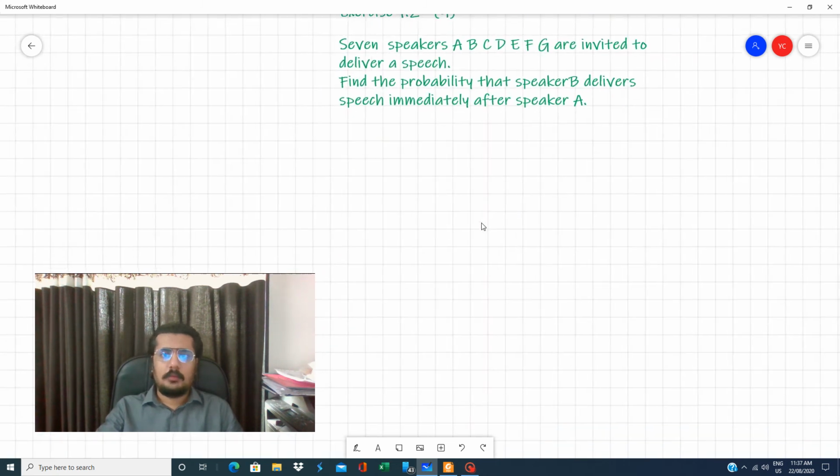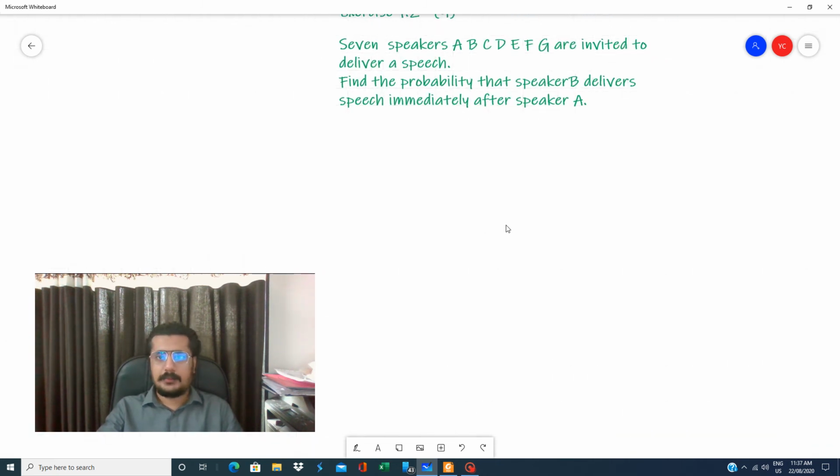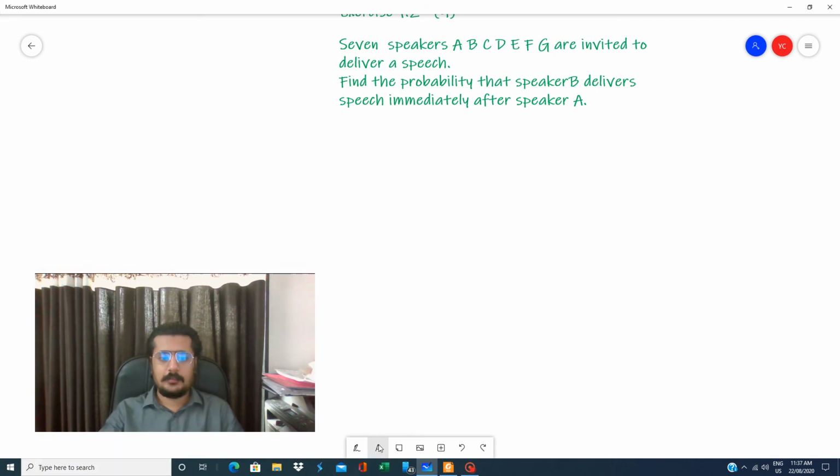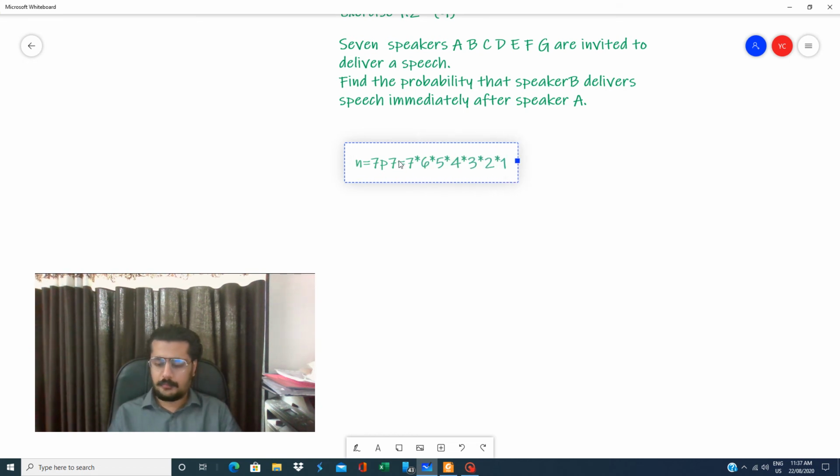Now total there are seven people. So my total possibility is n equals 7P7, that is 7 into 6 into 5 into 4 into 3 into 2 into 1. Total possibility is 5040.